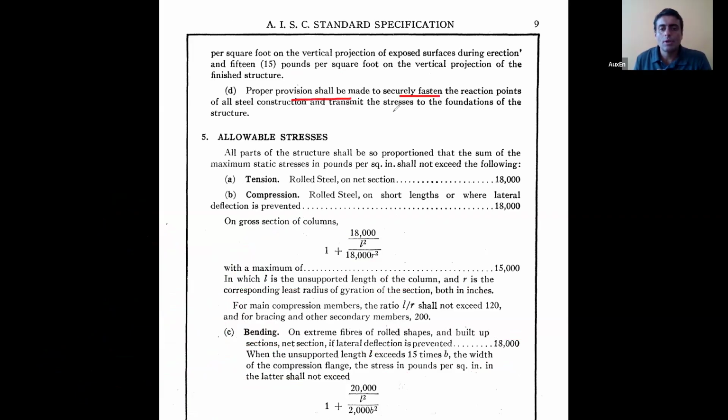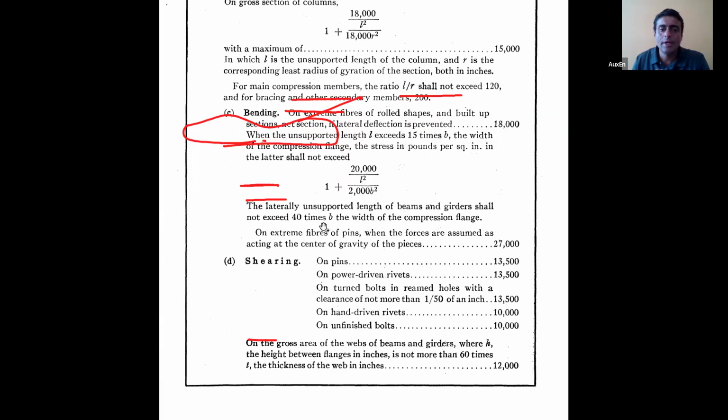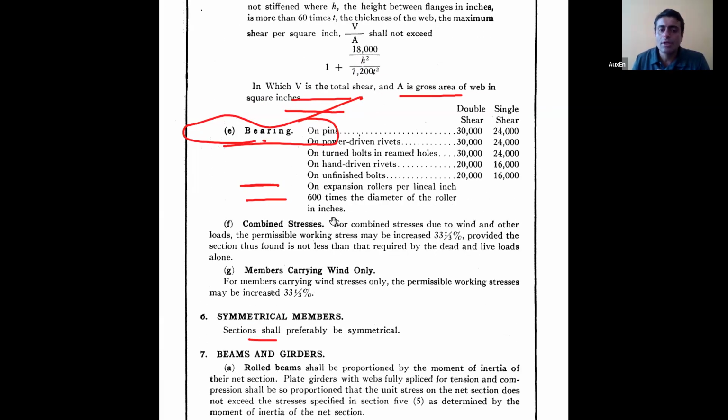Proper provision shall be made to securely fasten the reaction points of all steel. Okay, not a problem. Allowable stresses. This is very simple, no complications at all, just simple stress levels which are allowed. So this is an allowable stress based method, and all the design actions are presented: allowable stress in tension, in compression, in bending, in shear, in bearing. And that's what even the codes today do, isn't it?